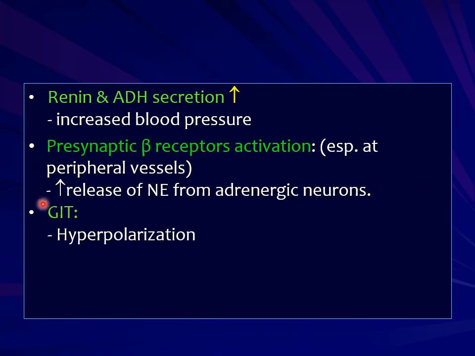So there will be increased release of norepinephrine at these vessels and it may lead to vasoconstriction. In the GIT, again beta 1 receptor. Due to increased activity, we have seen there is a sort of hyperpolarization, which is obviously a sort of inhibitory effect. So there will be relaxation of GIT smooth muscle due to increased sympathetic stimulation, but that is due to hyperpolarization.